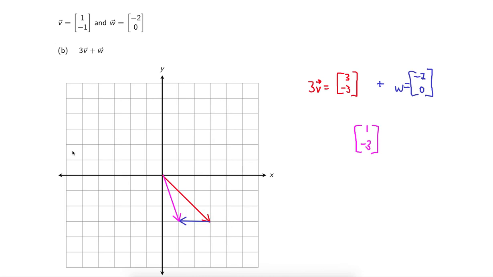So here's 3 times vector v in red. And our W here is just vector W at -2, 0. And then in pink here, we have 3 times vector v plus vector W.